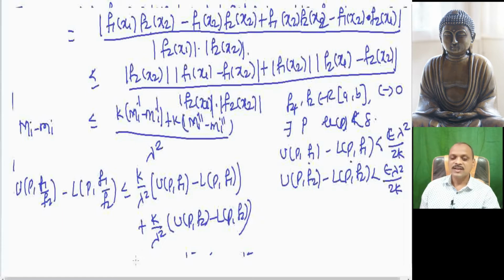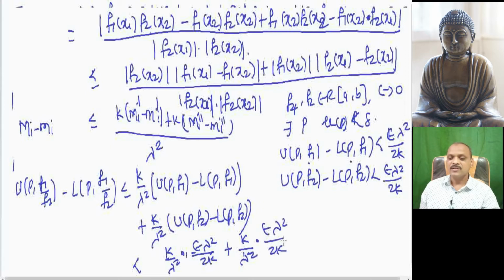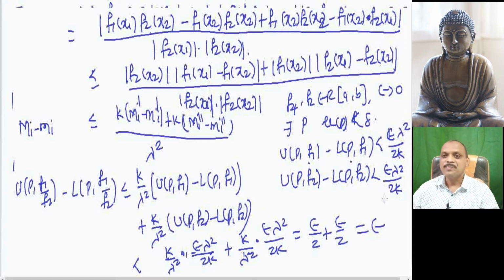So this is less than k divided by lambda square into epsilon lambda square divided by 2k plus k divided by lambda square into epsilon lambda square divided by 2k, which is nothing but epsilon by 2 plus epsilon by 2 is equal to epsilon. So upper sum of f1 divided by f2 minus lower sum of f1 divided by f2 is less than epsilon, and hence the function is an integrable function.